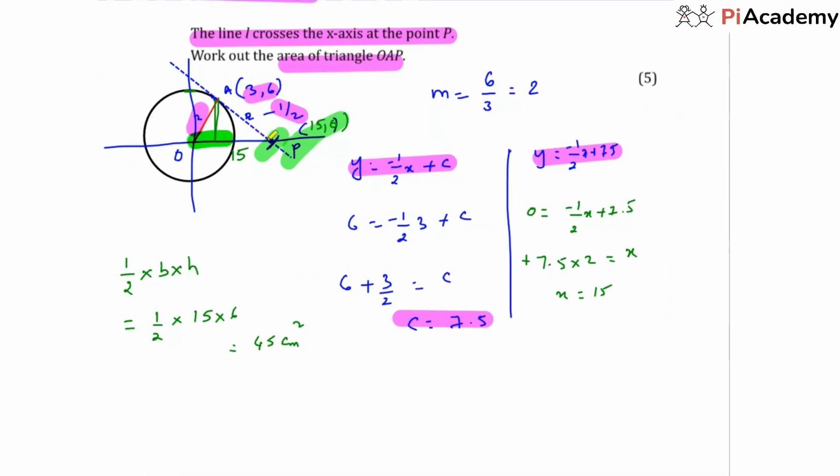So this length is 15, and this point is (3, 6). Therefore, this is 6 units. You know the area of a triangle is half base times height. So half times 15 times 6, which is 45 centimeters squared.